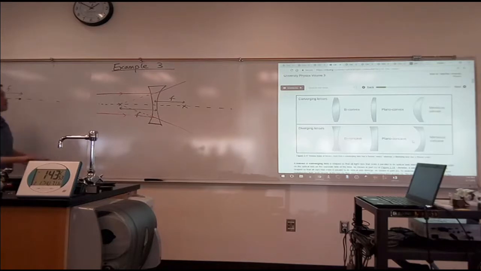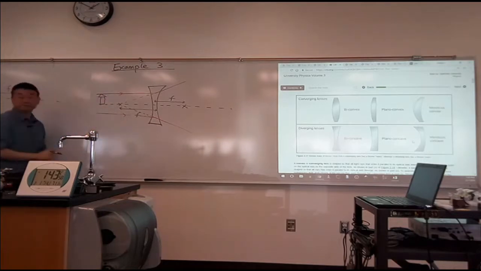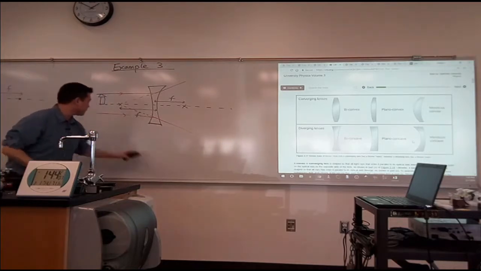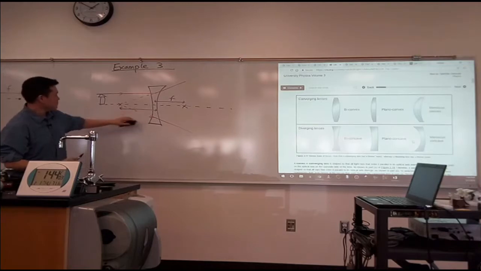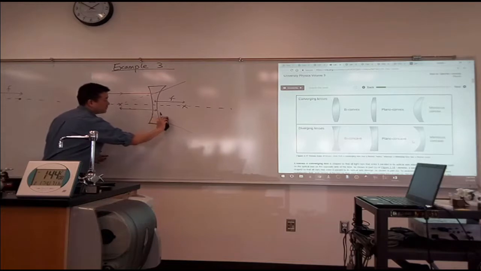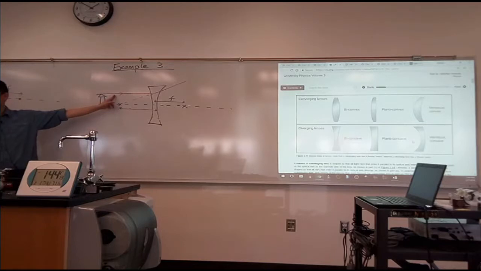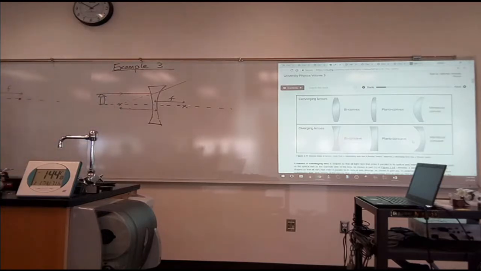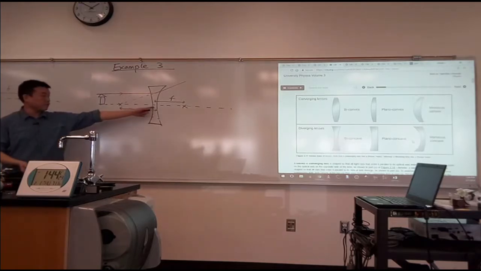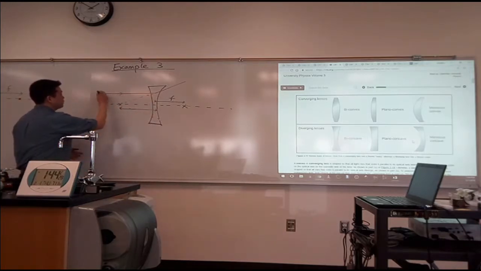So let's say I have an object, an arrow that looks like this. Okay. So let me get rid of the other ray that I'm apparently not using. So the first thing I would do is find the principal ray, and I already did that. So this is one of the principal rays. If I'm doing ray tracing, then the other principal ray would be the same as what I drew for the converging lens. It's the one going through the middle of the lens. The surfaces are still parallel, so you would get this ray to go straight through.